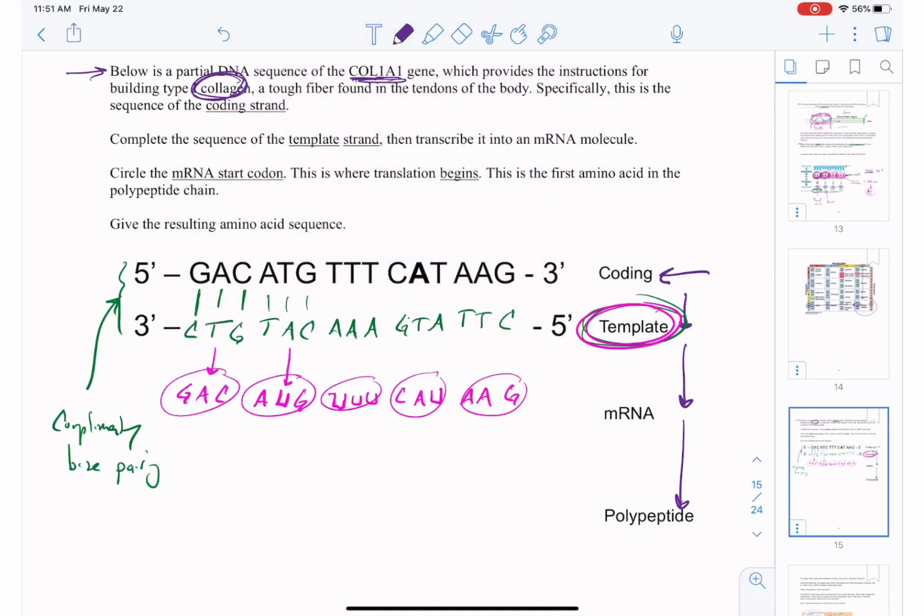Now, out of this mRNA sequence, where's the start codon? The start codon is where translation is going to begin. What's the start codon here? The start codon is AUG. So we're going to translate the start codon and all of the codons that are downstream of that. And then lastly, let's just give the resulting amino acid sequence. And we're going to start with the start codon, AUG.